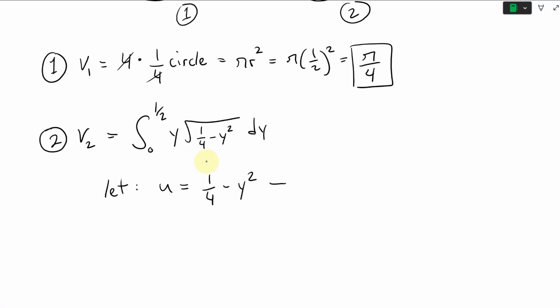So the reason for this is if we take the du, the derivative, this equals, well, 1/4 vanishes, that's just 0. Now this negative y squared is going to be negative. Put the 2 down, y just has 1 by itself, and then the derivative of y is dy. Like that. So notice what we have is this du replaces the y dy.